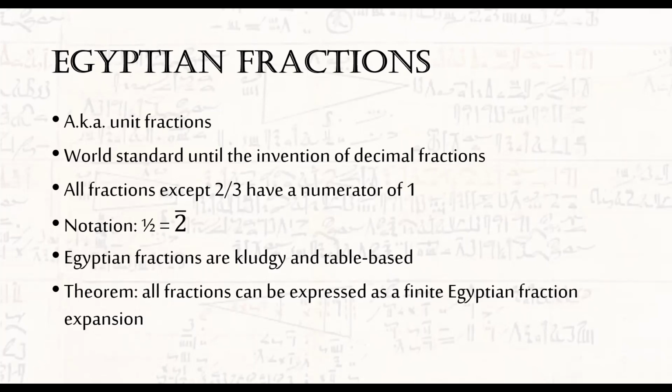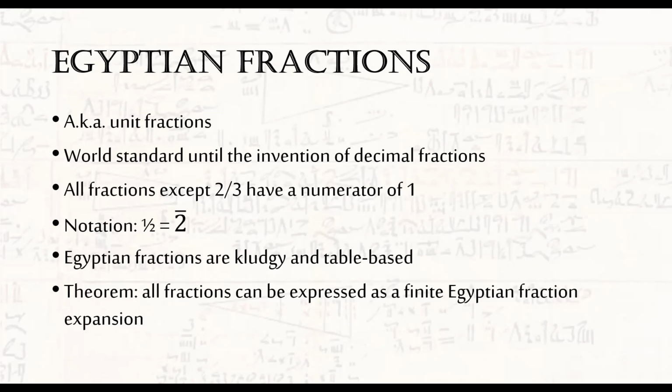And that doesn't mean what it means when we say 0.3 bar, 0.3333333. This means 1/2 instead. If we just take a 2 and put a bar over it, that means it's 1/2. It's a unit fraction notation. They're very kludgy. They're table based, so you have to have tables in order to do Egyptian fractions.